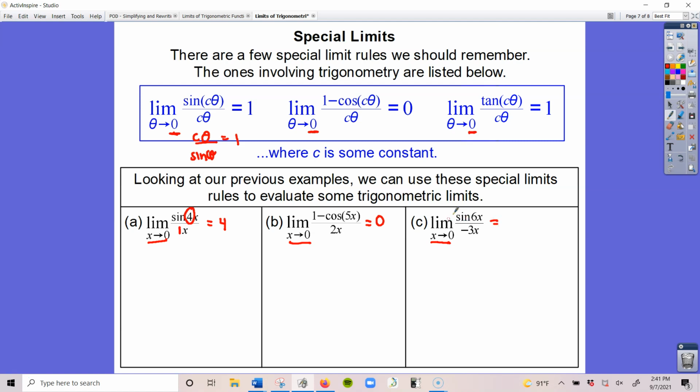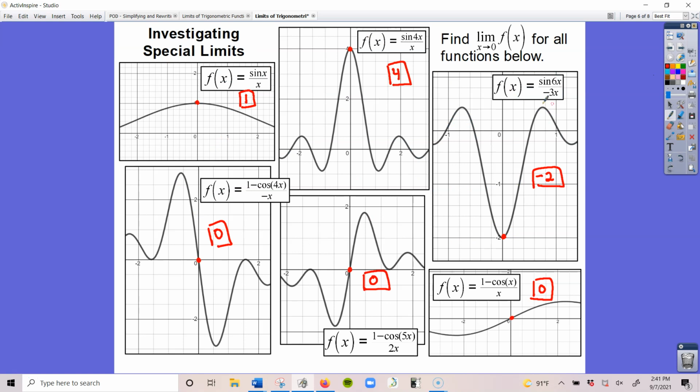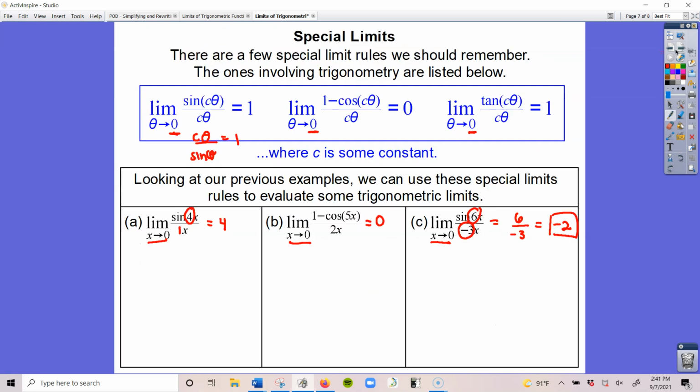Here, this is the same format as this one. We're just going to take those numbers and divide them. 6 divided by negative 3 is negative 2. And again, if you look back at that particular function, the sine of 6x over negative 3x, we saw that the limit approached negative 2. So those are a couple of little shortcuts that you can apply when you're evaluating these limits.